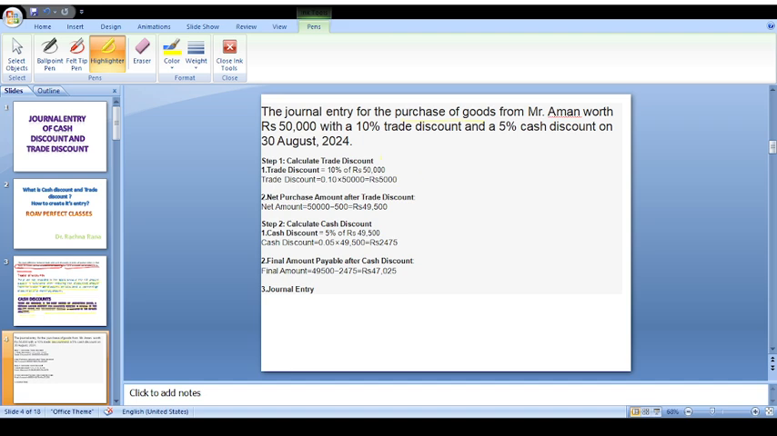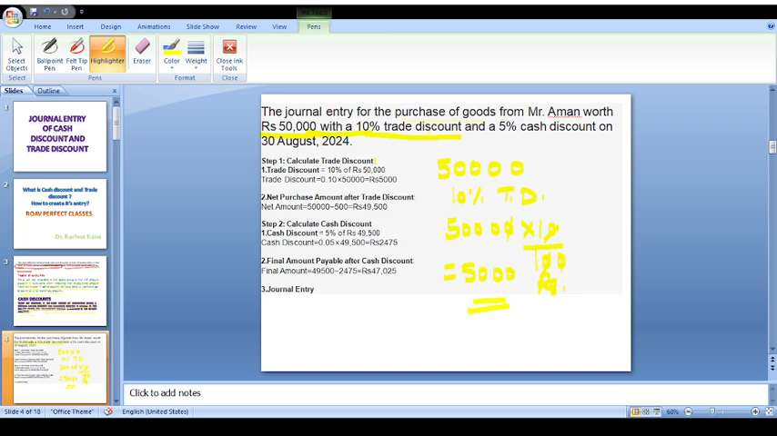We have been given 50,000 with 10% trade discount. 10% of 50,000 will be equal to 5,000. We have given rupees 5,000 as a trade discount.